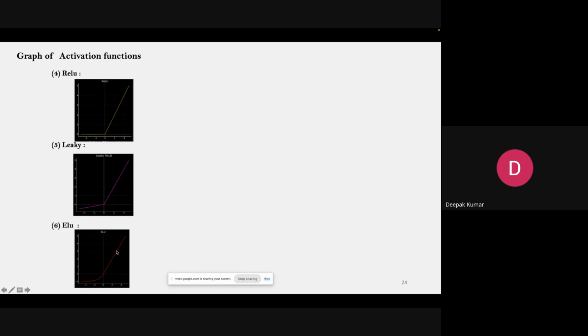So ReLU is like this, as I explained. If it is greater than 0, it remains the same. If it is less than 0, it is always 0, right? Then Leaky ReLU, and just keep in mind these two graphs as well.